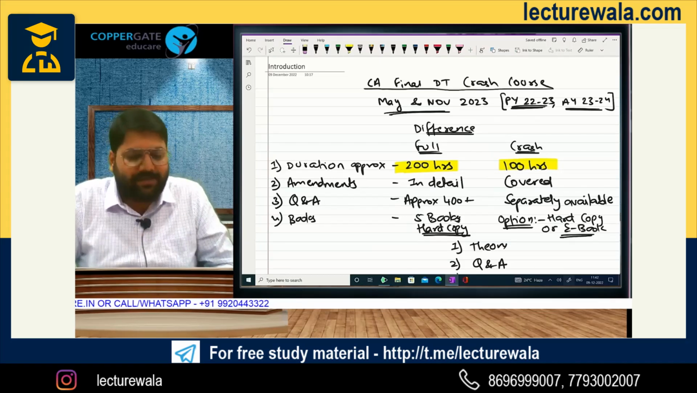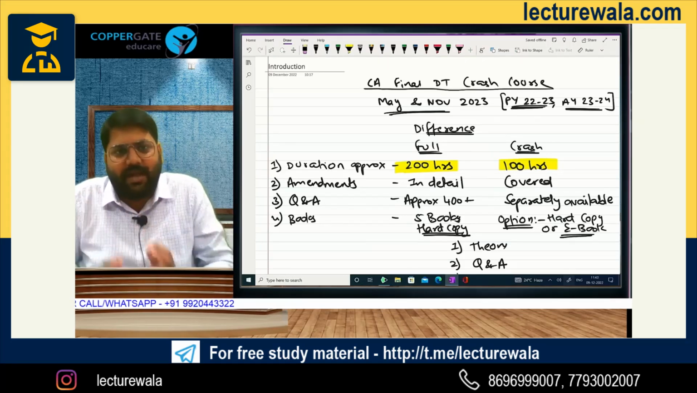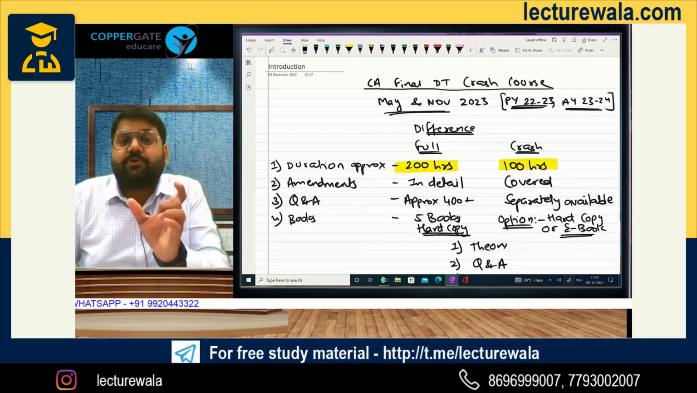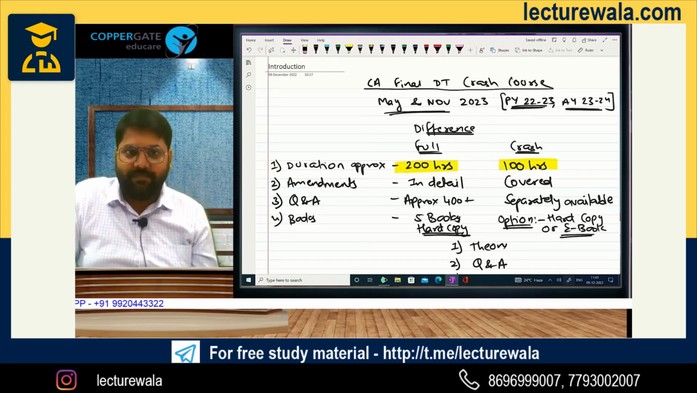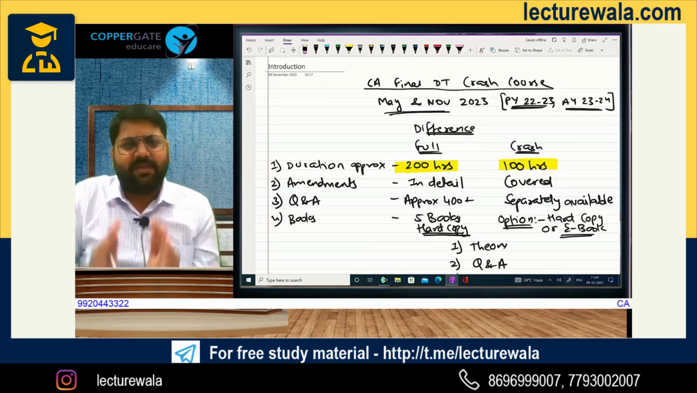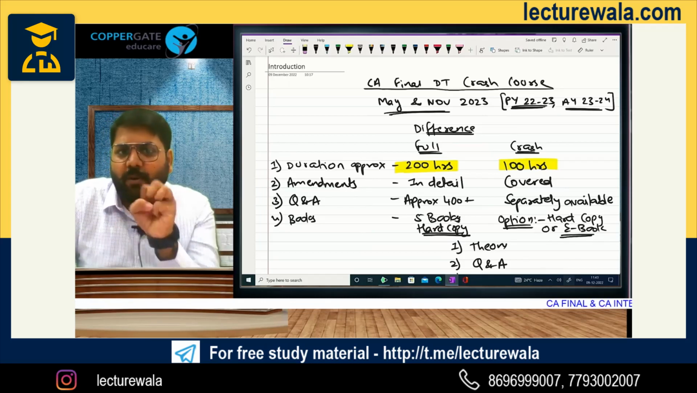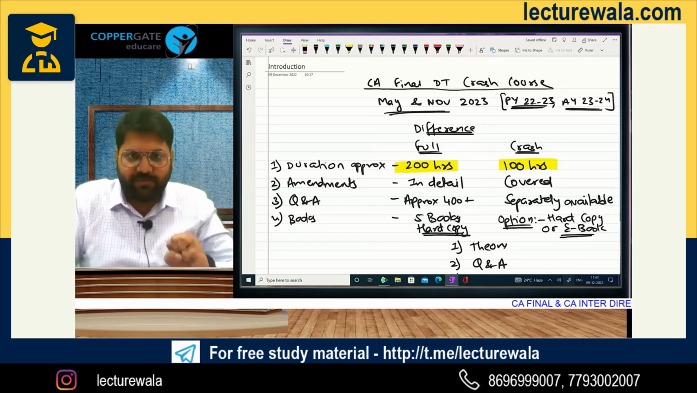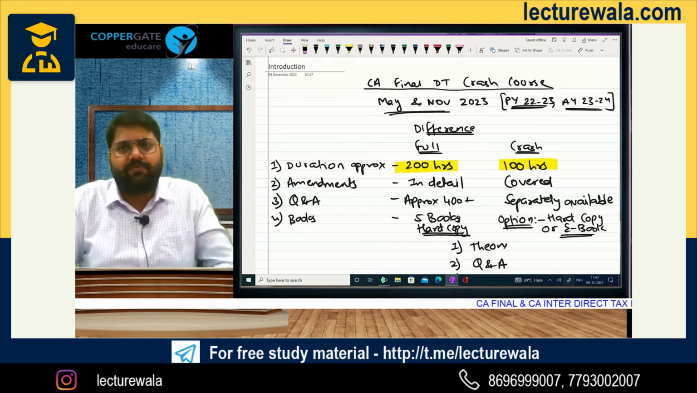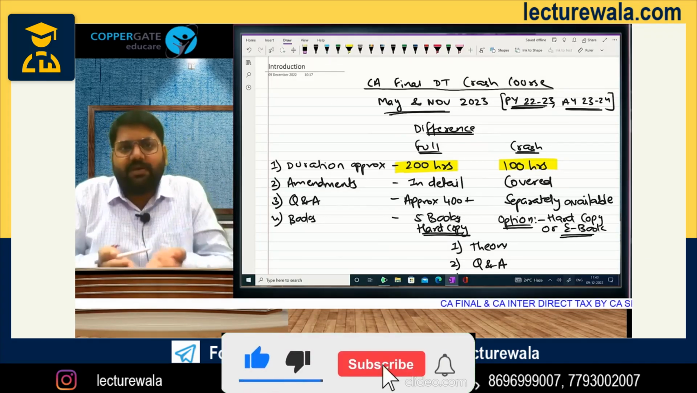Plus in some other chapters, what will happen? For example, a chapter like penalty. Section 270A calculation is very important, but the rest of the chapter we can roughly do very fast. So what we do is, for the important section, we take the video from the full course, and the remaining chapter we do from the PDF. So in summary, what will happen?